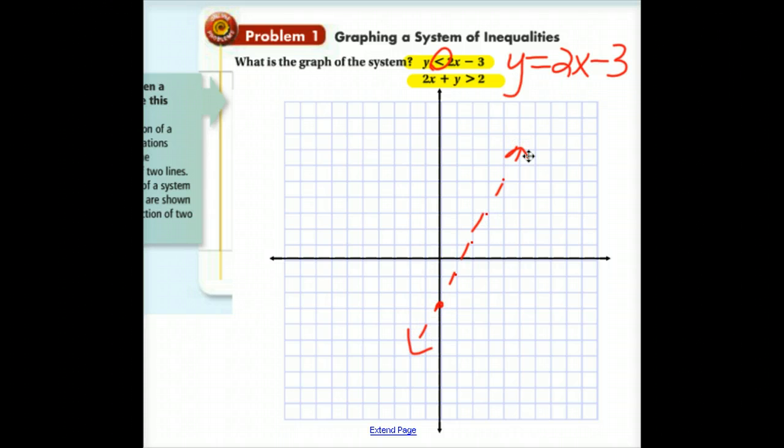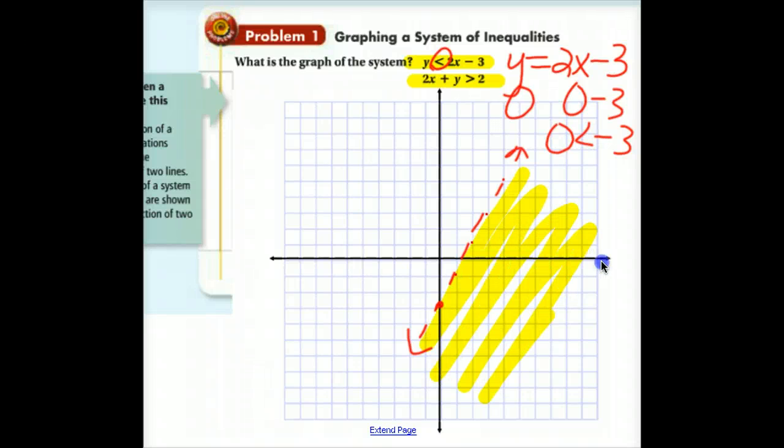Now to know what to shade, I'm going to put the point 0, 0, which is right here, into my equation. 2 times 0 is 0, minus 3. 0 and negative 3, my inequality symbol is less than. 0 is not less than negative 3. Therefore, I must shade this region underneath my linear inequality.